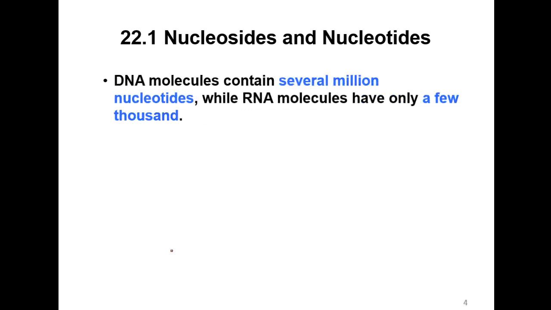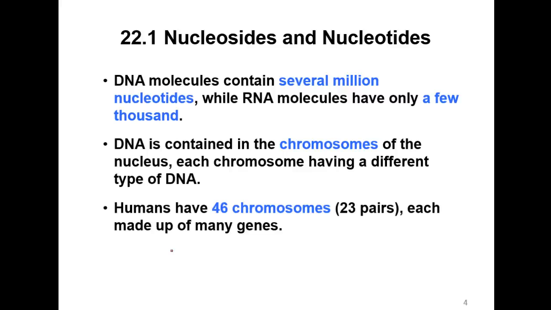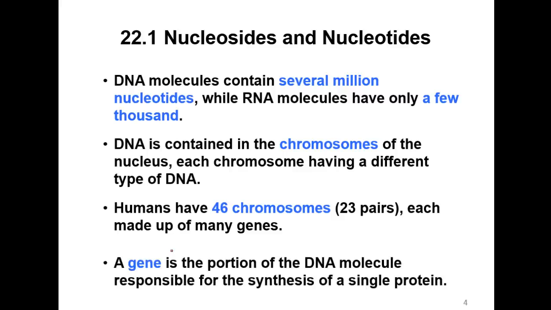All right, just some information about DNA and RNA. Most people usually know this. A DNA molecule contains several million nucleotides, while RNA molecules have only a few thousand. So our DNA is much, much larger than our RNA. DNA is contained in the chromosomes of the nucleus. Each chromosome has a different type of DNA. We have 46 chromosomes, 23 pairs, half from the mother and the other half from the father. And a gene is the portion of the DNA molecule responsible for the synthesis of a single protein.